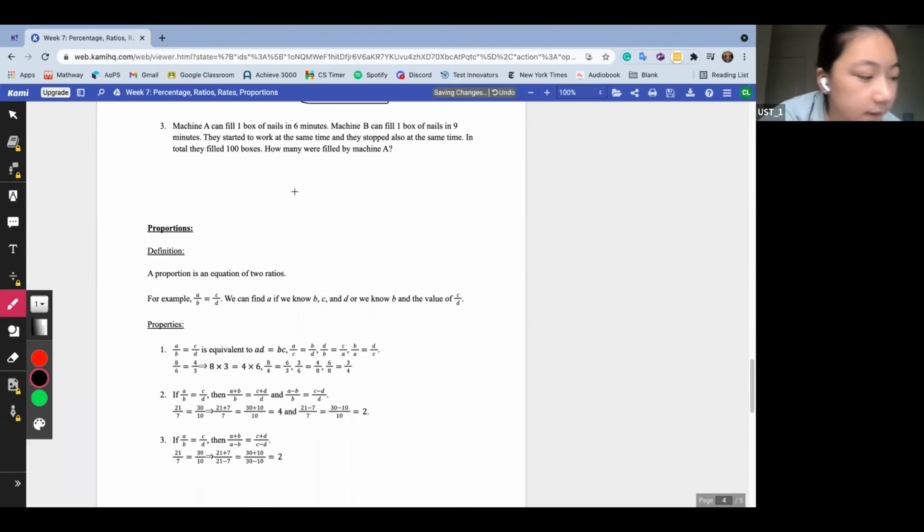Okay, the last one is a bit tricky, but I think you guys can do it. Machine A can fill 1 box of nails in 6 minutes. Machine B can fill 1 box of nails in 9 minutes. They started to work at the same time and they stopped also at the same time. In total, they filled 100 boxes. How many were filled by machine A?